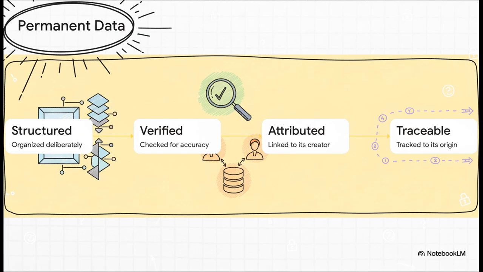So, how do you actually build this? Well, it rests on these 4 key pillars. The data has to be structured on purpose. It's got to be verified so we know it's legit. It needs to be attributed to its creator. And it has to be fully traceable back to its origin. These are the things that give data a permanent history.